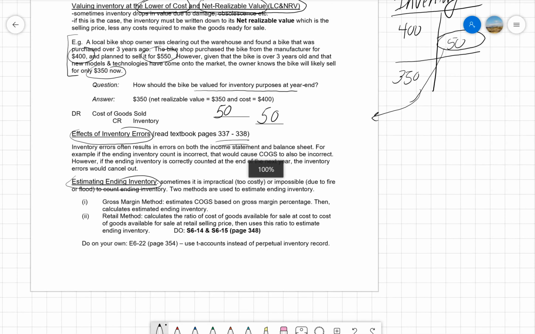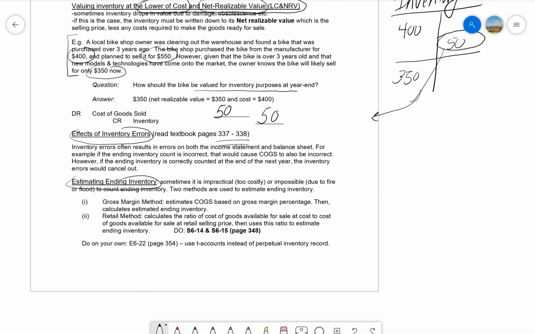Now, there are times when a company may have to estimate their ending inventory. Maybe it's impractical, maybe it's too costly to go around and count all their ending inventory, or maybe it's impossible. Maybe there was a fire or a flood and all their inventory was destroyed, and in order to file the insurance claim, they have to estimate their ending inventory. So there's 2 methods of doing this, the gross margin method and the retail method.